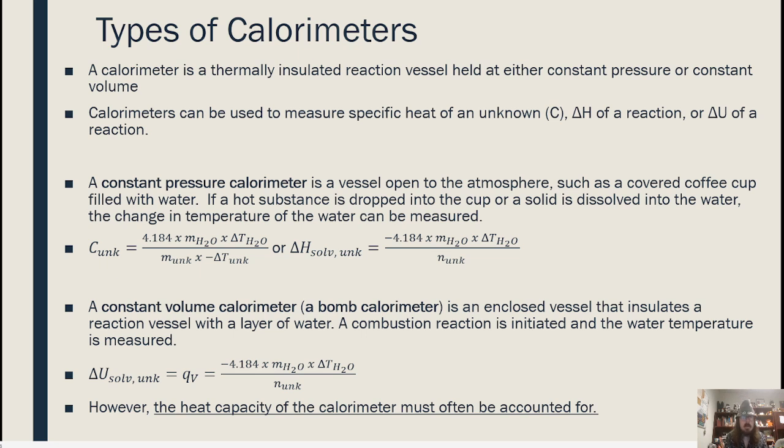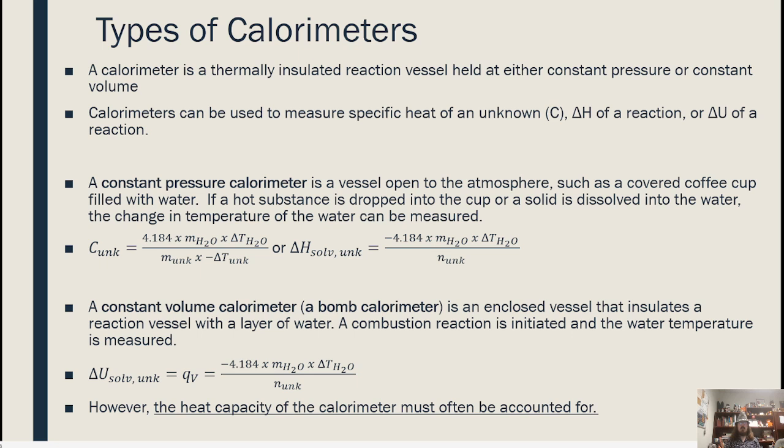So breaking it down into how do we actually measure this? We will use a calorimeter. A calorimeter is a thermally insulated reaction vessel that is held at either a constant pressure or a constant volume. These can be used to measure the specific heat of an unknown substance. You can measure the enthalpy of a given reaction or the internal energy of a given substance.